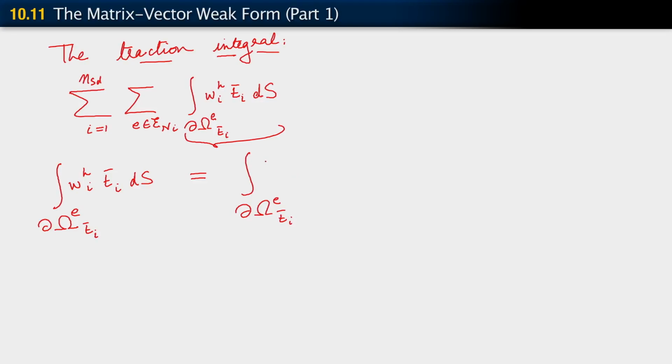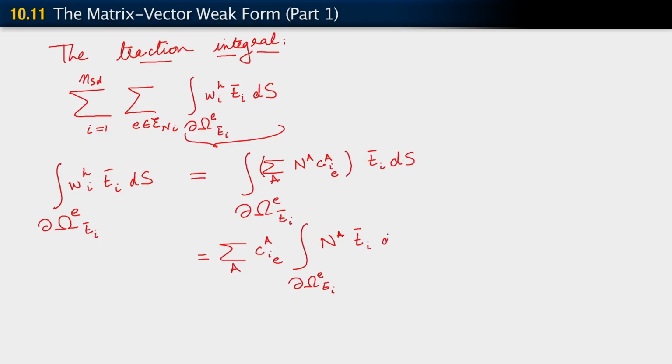For W H I we have the sum over A, N A, C A I E, that's W H I, T bar I ds, which is the sum over A, C A I E, integral over partial omega E T bar I, N A, T bar I, ds.